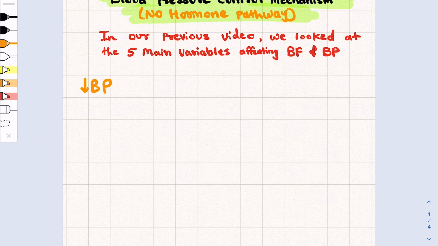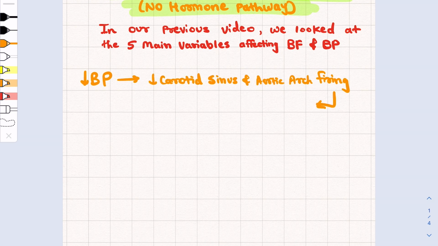The first one is when the person has low blood pressure. So when the person has low blood pressure, the first thing that happens is there's a decrease in baroreceptor firing in the carotid sinus and aortic arc. Decrease in baroreceptor firing in carotid sinus and aortic arc causes decrease in rate of firing in the afferent nerves. This decrease in rate of firing in the afferent nerves causes the cardiovascular center to be triggered.